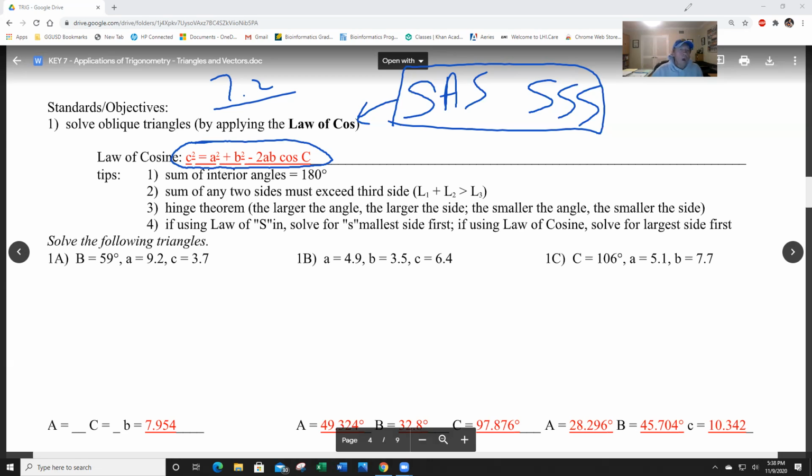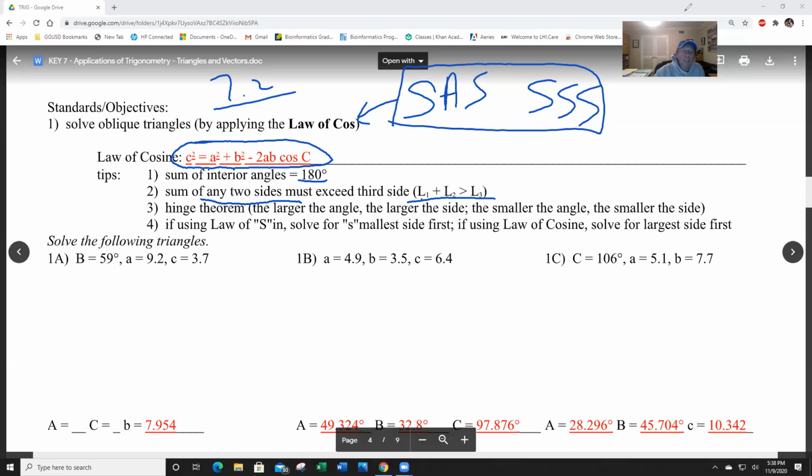So, all right, let's give it a try here. Here's some tips. Remember the obvious, they add to 180, right? The sum of any 2 sides has got to be bigger than the third side. And then the Hinge theorem: the larger the angle, the larger the side, the smaller the angle, the smaller the side. Common sense can really help you here.